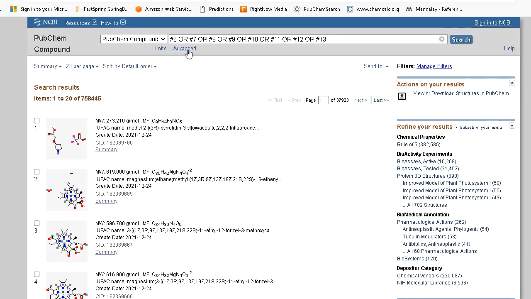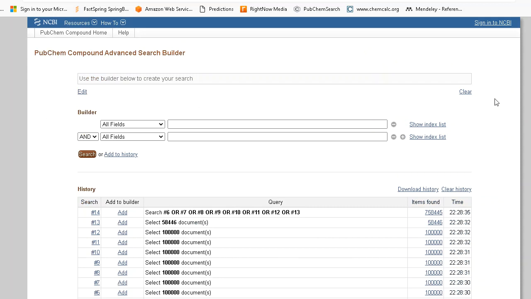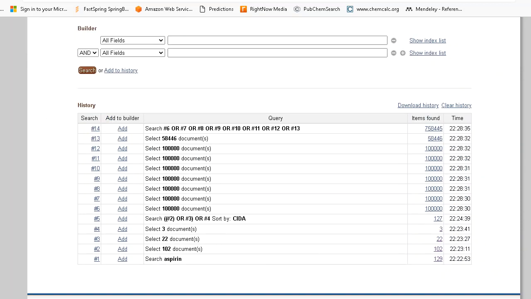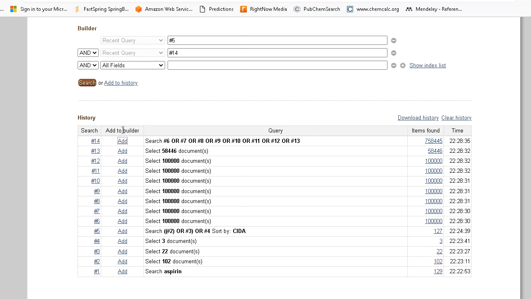I'll go back to advanced where we can do the unions and intersections. I want to add 2, 3, and 4. This was our combination of all those formulas. And this is a combination. It can only do 100,000 at a time. So number 14 is the substructure search. And whatever works has got to be in both. It has to have one of those 3 formulas, and it has to have those substructures. So now search that.